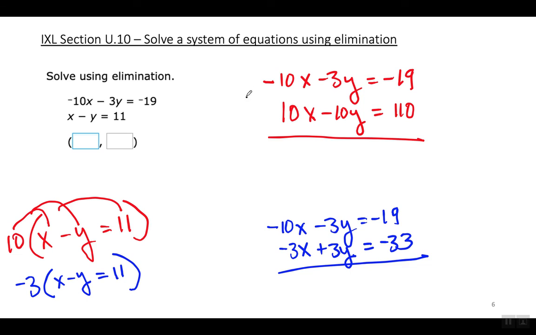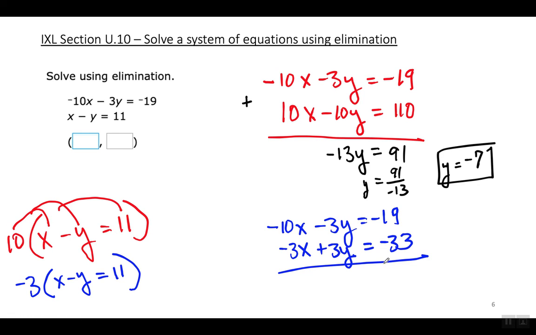Alright, so I'm going to add the two equations. Alright, so when I add these, negative 10x plus 10x cancels out. Negative 3y plus negative 10y is negative 13y. And negative 19 plus 110 is going to give me 91. So now y is going to equal 91 divided by negative 13, and y is going to equal negative 7.